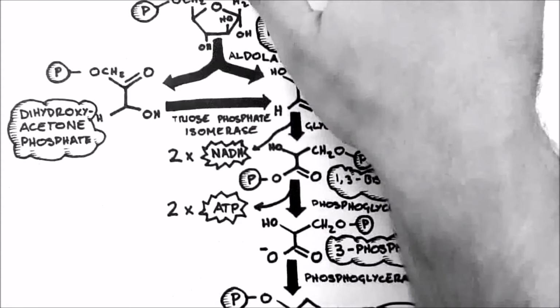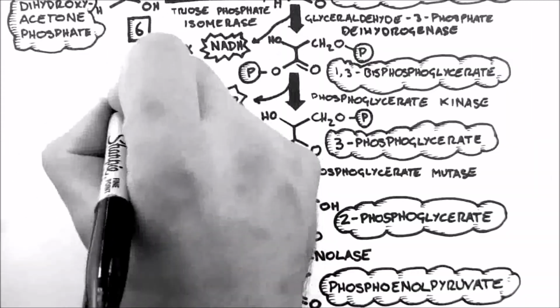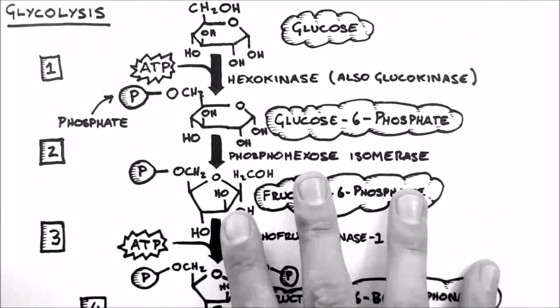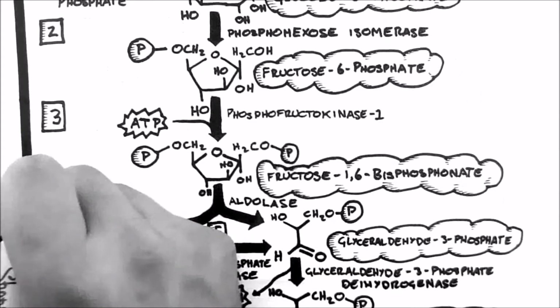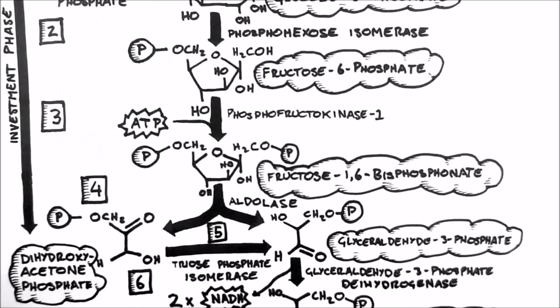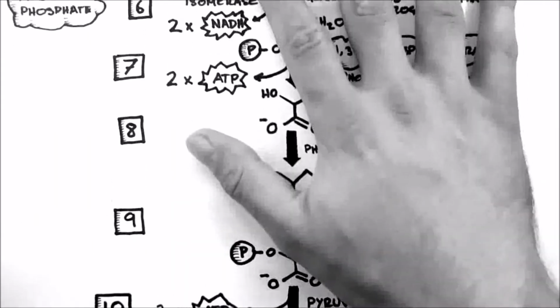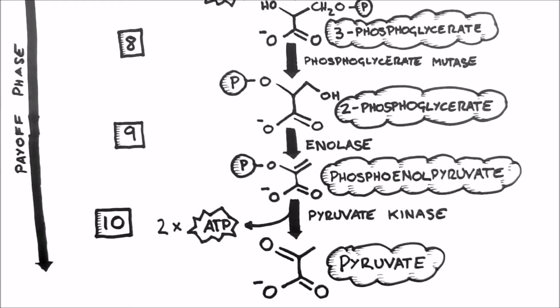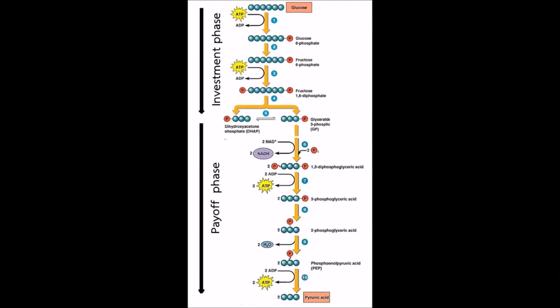Now for your reference, I shall quickly number these steps, and you can see that there are 10 steps in total. Steps 1 to 5 are often referred to as the investment phase because they use up ATP. Steps 6 to 10 are known as the payoff phase because we get back our initial 2 ATP investment plus 2 additional ATP and 2 NADH, which will later become even more ATP. And that's glycolysis. In the next tutorial, we will be having a look at the fate of pyruvate.